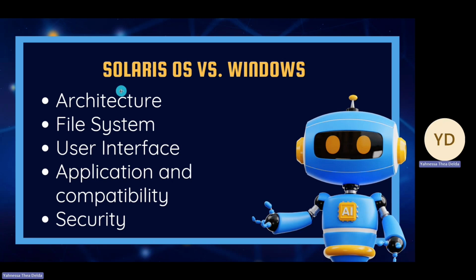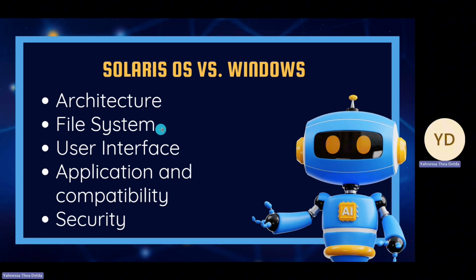Okay, now let's compare Solaris and Windows. Comparing Solaris with Windows involves examining various aspects of each operating system, including their architecture, features, target markets, and user experiences. In terms of architecture, as I said a while ago, Solaris is based on the Unix operating system architecture. It has a monolithic kernel design, which means that most of the operating system services run in kernel space, while Windows has a hybrid kernel architecture, combining aspects of both monolithic and microkernel design.